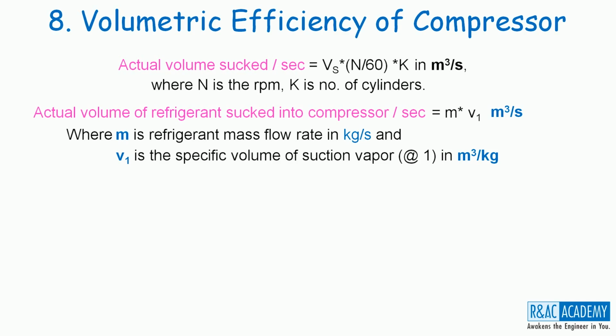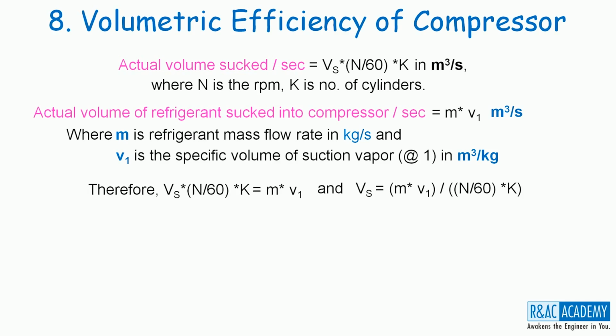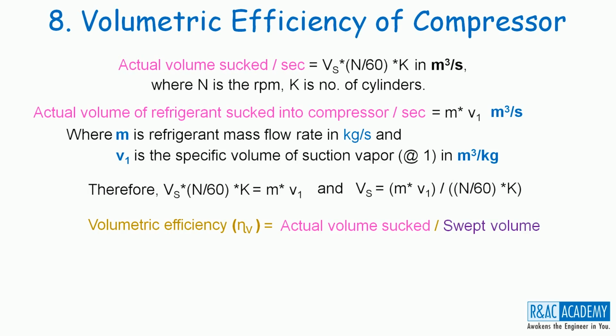So, by equating these two, we have Vs is equal to m into V1 divided by n by 60 into K. Now, let us define volumetric efficiency. It is the ratio of the actual volume sucked divided by the swept volume, and it is nothing but nu V is equal to Vs by Vp. By substituting the expression for Vs, this is what nu V is equal to.